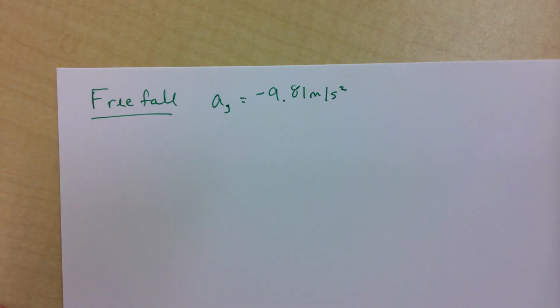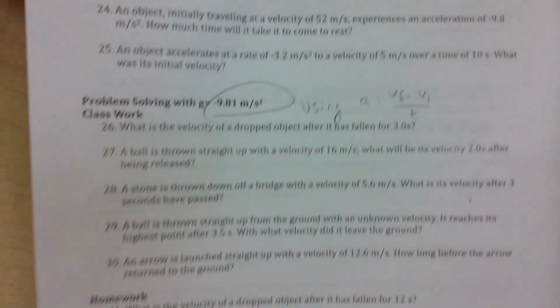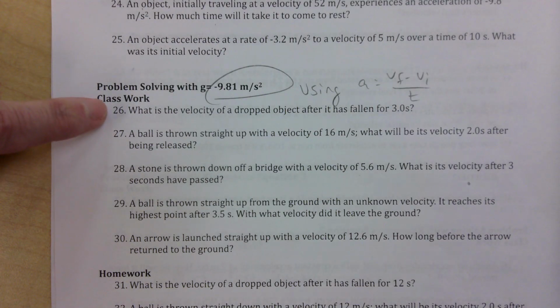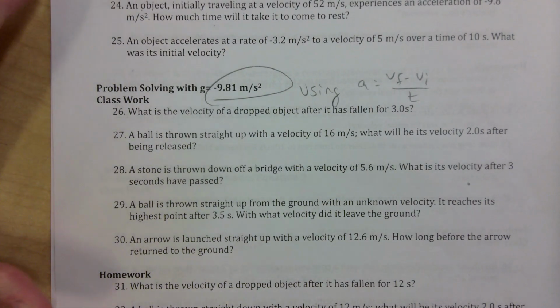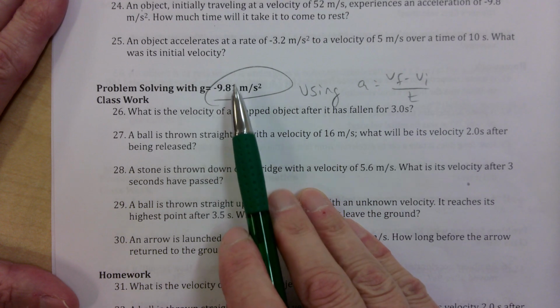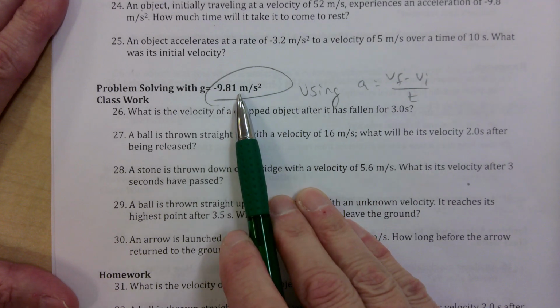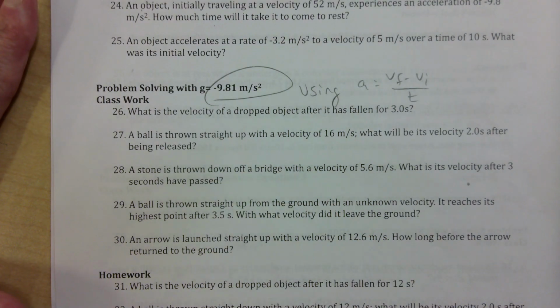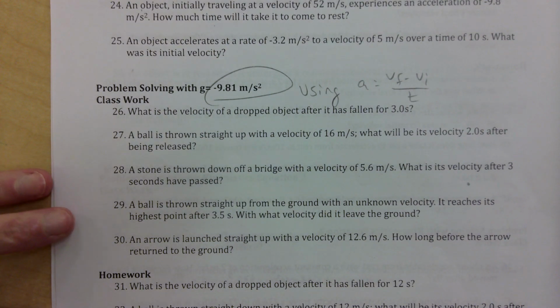We will always use this value if it's in free fall. How can you spot when an object is in free fall? Well, if we take a look at your packet of problems, this right here, section 26 through 30, it's going to tell you right here that we're using this. But if I did not write this, how would you know you're in free fall? You're going to know you're in free fall when, as soon as you let go of the object, nothing else is acting on it except gravity, trying to pull it towards Earth.